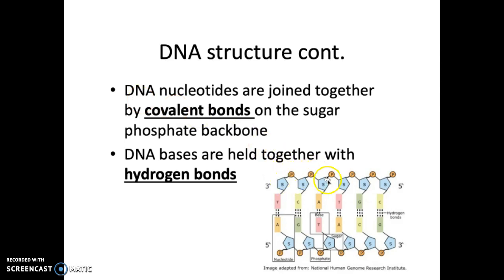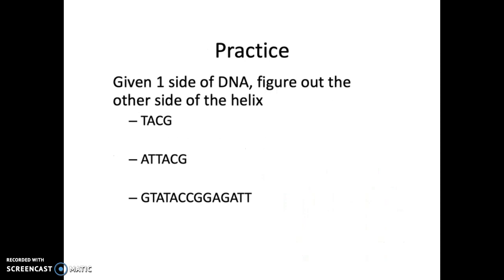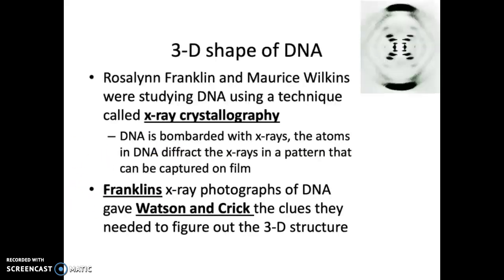DNA nucleotides are joined together by covalent bonds on the sugar-phosphate backbone. These are covalent bonds in between each and every sugar and phosphate. And then the DNA bases are held together with hydrogen bonds. All of those dots in the center are hydrogen bonds, if you remember those from the water unit. Based on Chargaff's rules, given one side of the DNA, figure out the other side of the helix. If we have T, A, C, G, what will this other side of the helix be? Should be A, T, G, C. You can do the others on your own, and then we'll go over them in class.